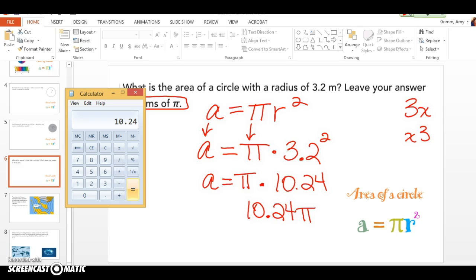Kendall: 22 over 7, if you divide those two numbers, it gets pi. So why can't you just do that times that answer that we just got? Okay, 22 sevenths is not exactly pi. I can show you. So 22 divided by 7 is actually 3.1428.